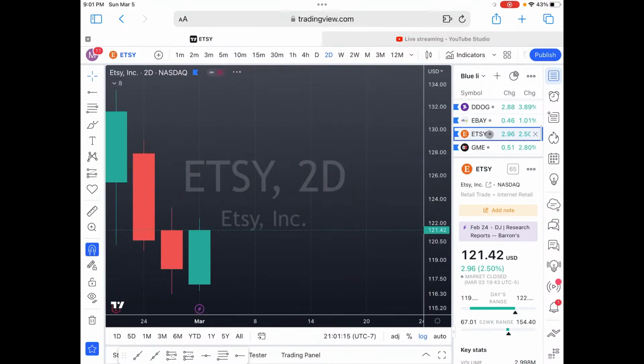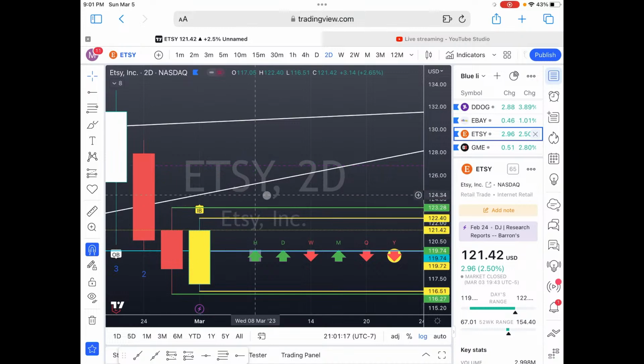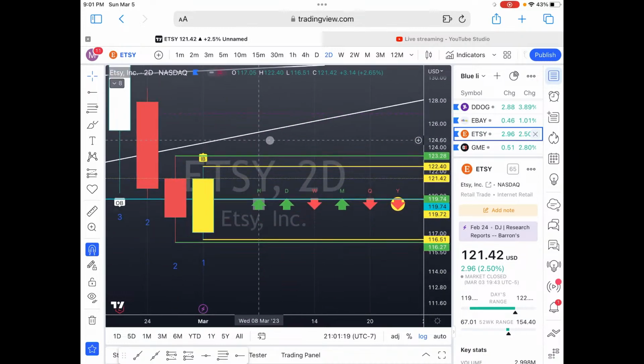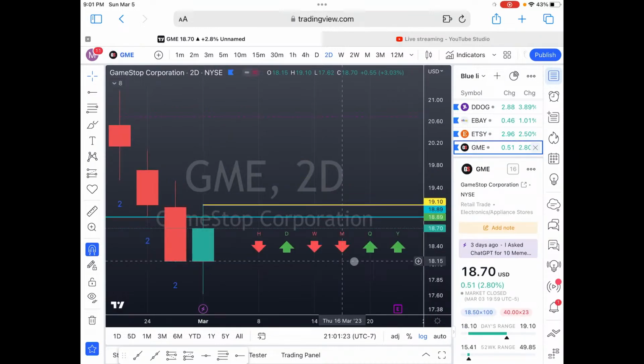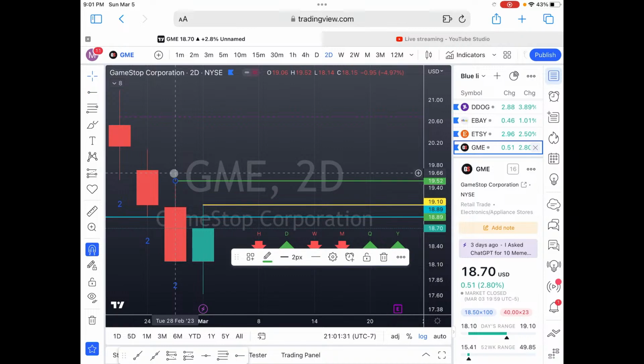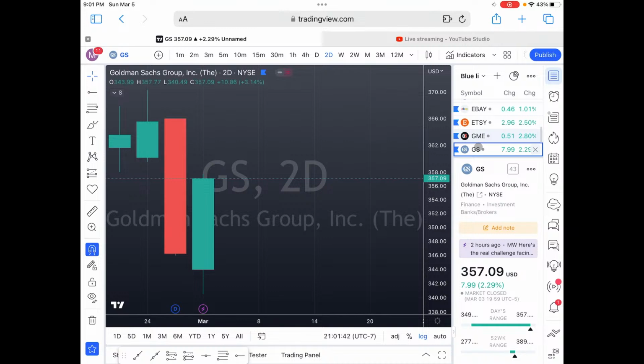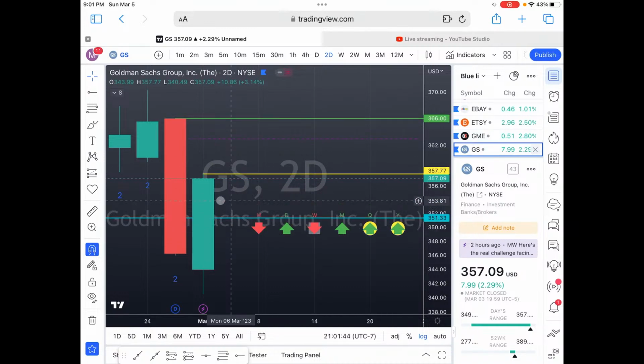Move on to Etsy. Etsy has an inside bar as well. So calls at 122.40, puts at 116.51 on Etsy. GME has a 2 down green. So we're going to look for this to trend back to the upside. We can mark out the targets together. And if I go too fast for you guys, let me know, okay? I can slow it down. Calls at 19.10, first target at 19.52 on GME. Goldman Sachs, same thing, 2 down, finish green.